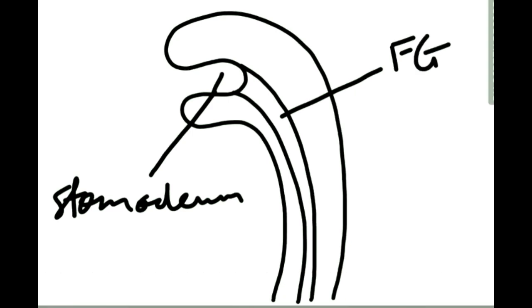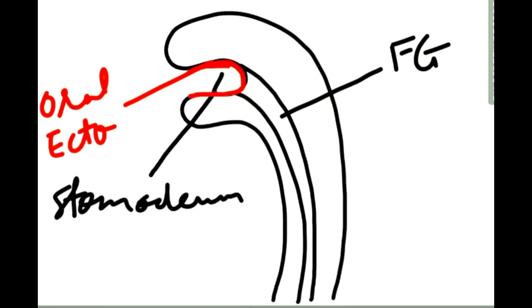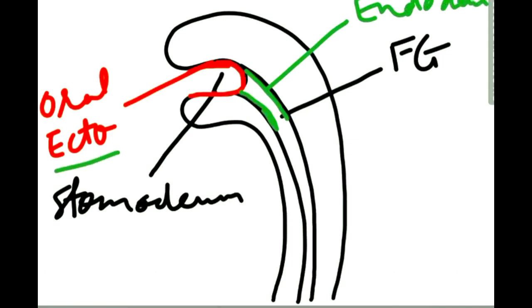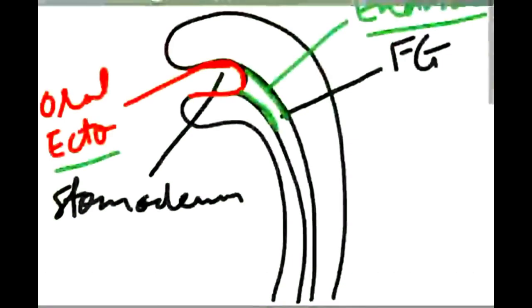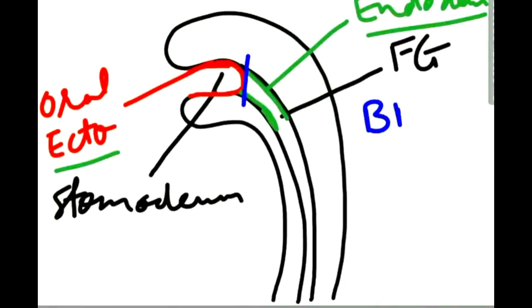Now, this stomodeum is lined by an epithelium which is called the oral ectoderm. And the foregut is lined by an epithelium which is called the endoderm. This ectoderm and endoderm come in contact with each other by a delicate membrane which is called the buccopharyngeal membrane.